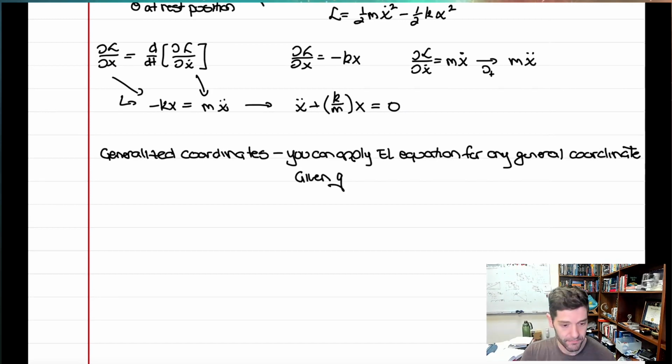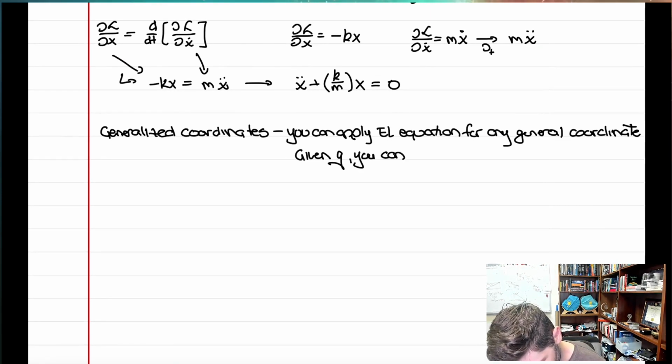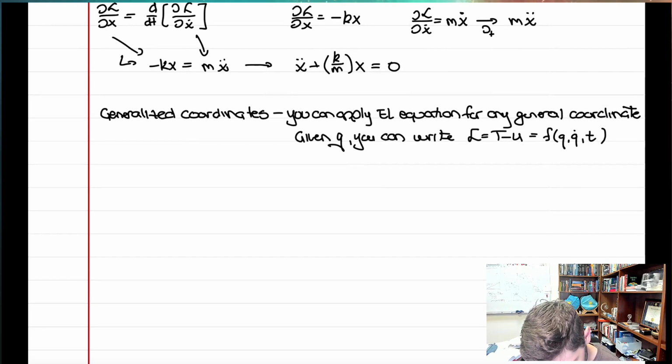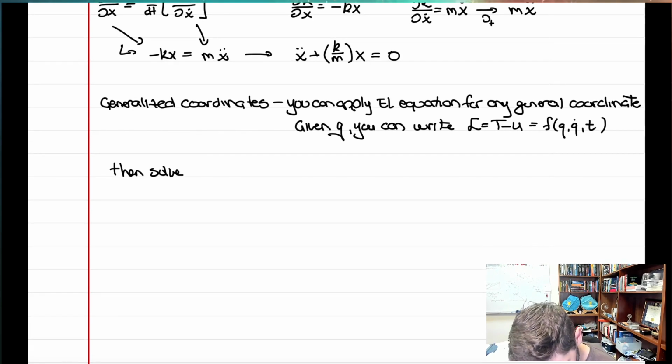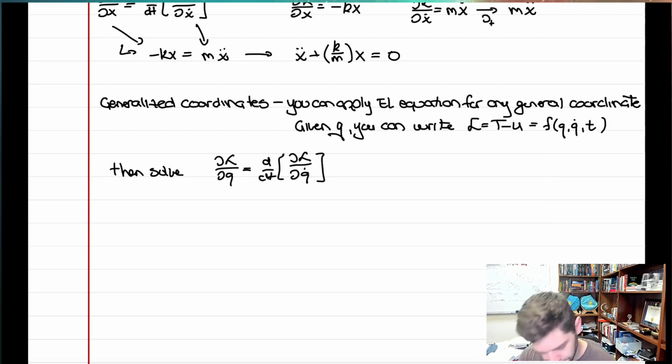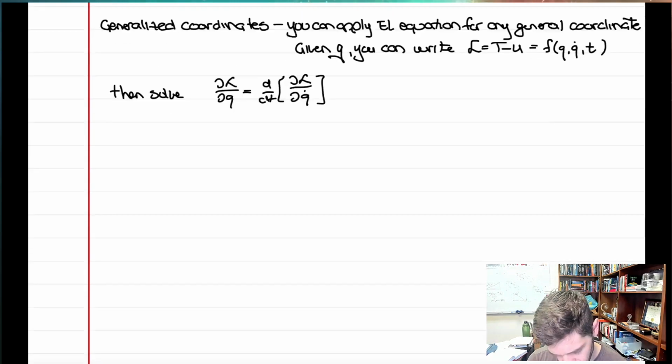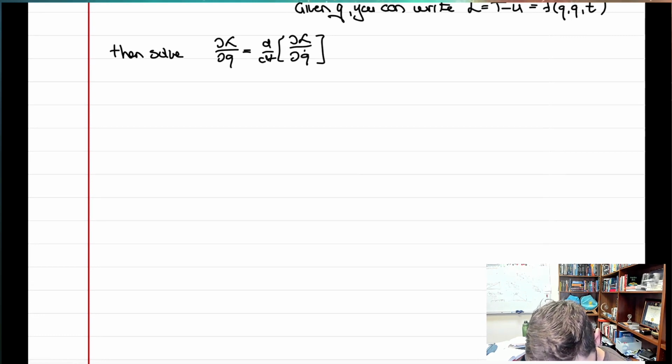Right, given some general q, so this is your generic coordinate, you can write the Lagrangian, T minus U, as some function of q, q dot, and t. And then you can apply the Euler-Lagrange equation and solve: the partial of L with respect to q equals the time derivative of the partial of the Lagrangian with respect to q dot. And that still, when solved, will give you how the configuration changes when it's written in terms of coordinate q, which again does not necessarily have to be a Cartesian coordinate. Let me do that example, and then we can call it for this video.